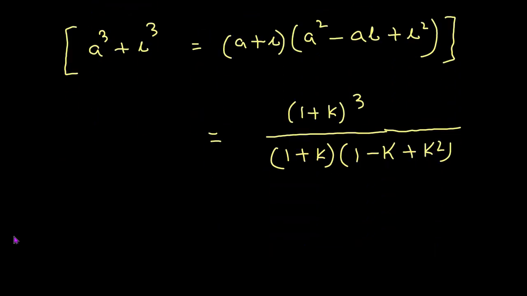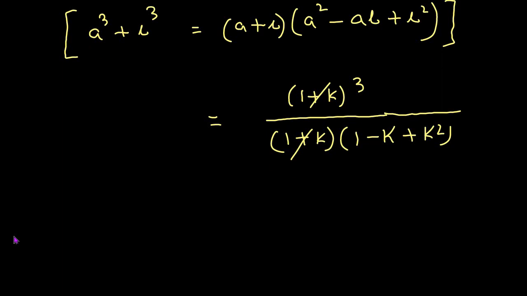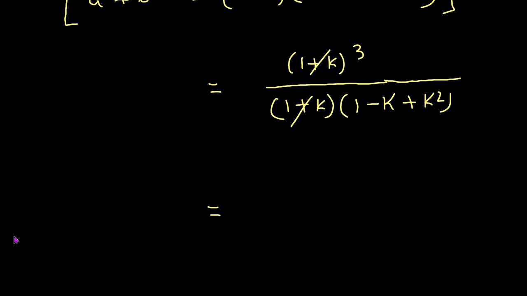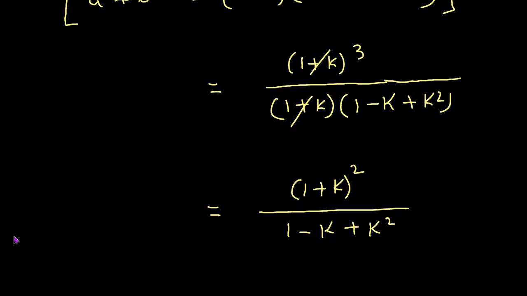Next, if we cut (1 + k) with (1 + k)³, we have (1 + k)² in the numerator, because (1 + k)³ we cut with (1 + k). The remaining thing is (1 + k)². And in the denominator, 1 − k + k².